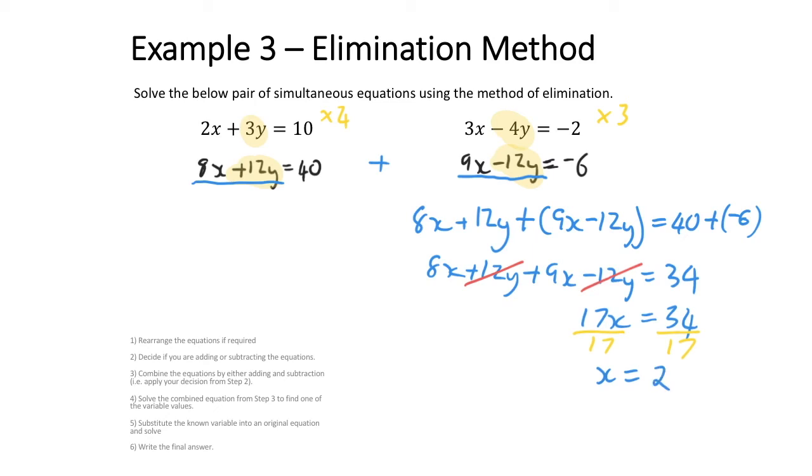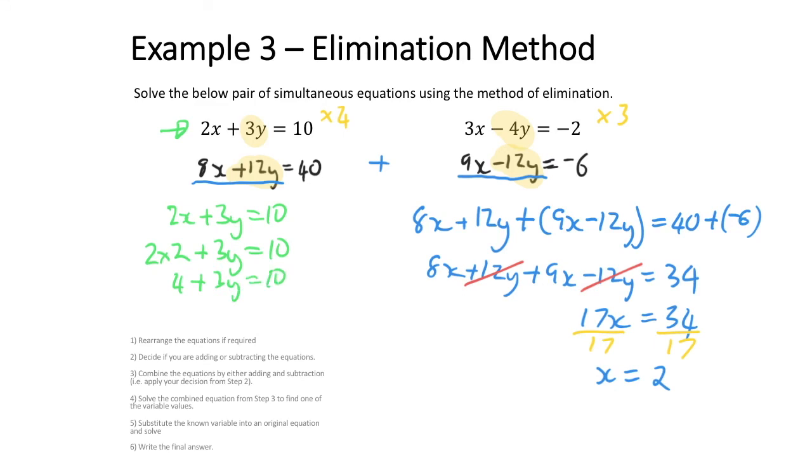So after completing that step, I've got a known value for one of my variables. So x is equal to 2. I can go ahead and substitute that value into one of my original equations. I'm going to choose 2x plus 3y is equal to 10. So substituting in my x is equal to 2, 2 times 2 plus 3y is equal to 10. So 4 plus 3y is equal to 10.